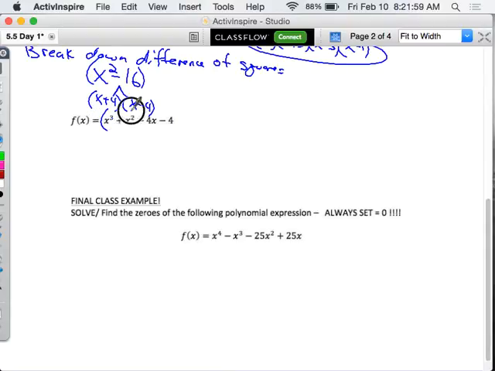So group it 2 and 2. And now take out the greatest common factor of each group. The greatest common factor of x cubed and x squared. Always take out the lower power. So it's x squared. Left inside, x squared times what gives me x cubed? The answer is x. X squared times what gives me x squared? And the answer is 1.